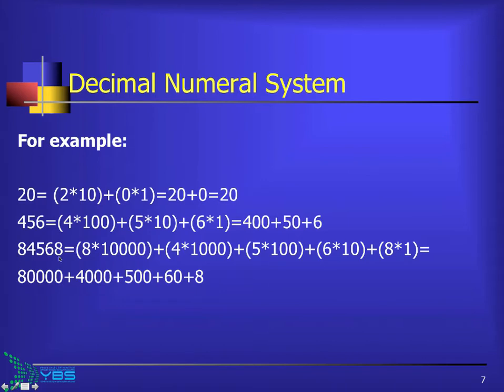In the other example, how many digits do we have? 1, 2, 3, 4, 5 digits. Okay, 5 digits. The first digit is the number 8. Let me get an arrow here. This is the first digit. Is it okay? Oops, sorry for that.